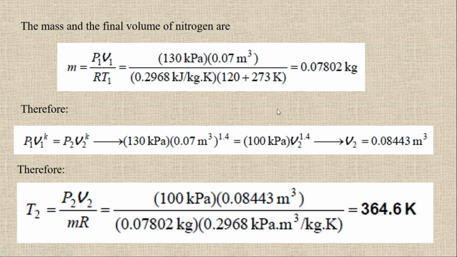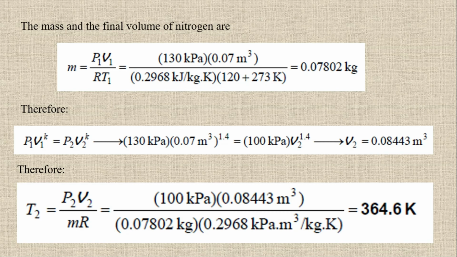Using the same equation, PV is equal to mRT, T2 will be P2 V2 upon mR. The mass is the same because there is no change in the mass as the system is closed, and we have R, the gas constant. We know V2, and the value of P2 is given. In this way you can find the final temperature, which is 364.6 Kelvin. So we know all the values: we have the mass, we have P1 V1, and we know P2 V2.